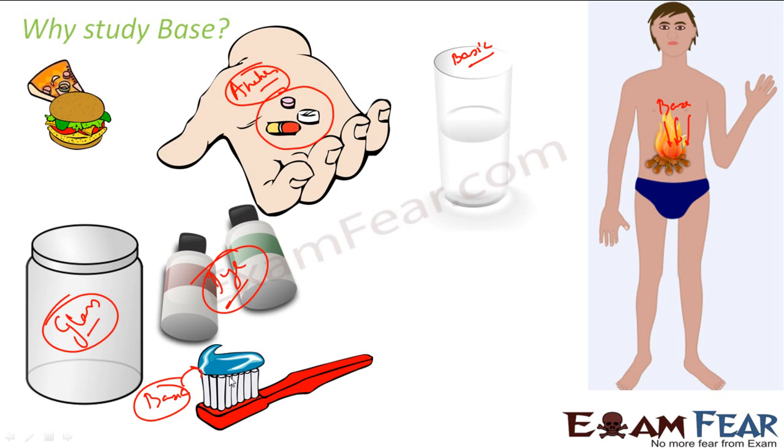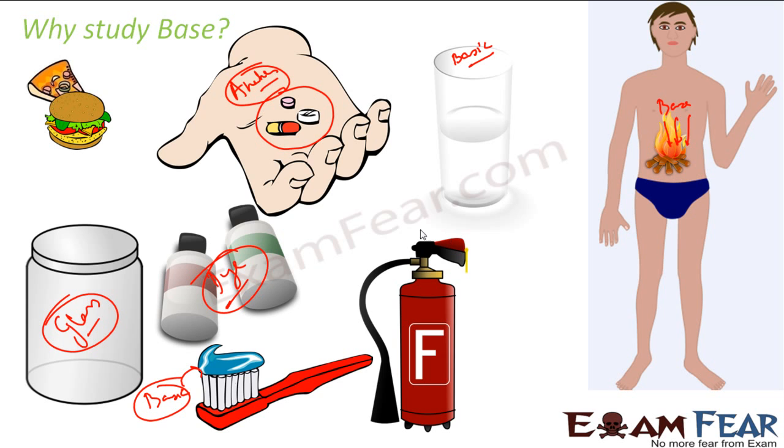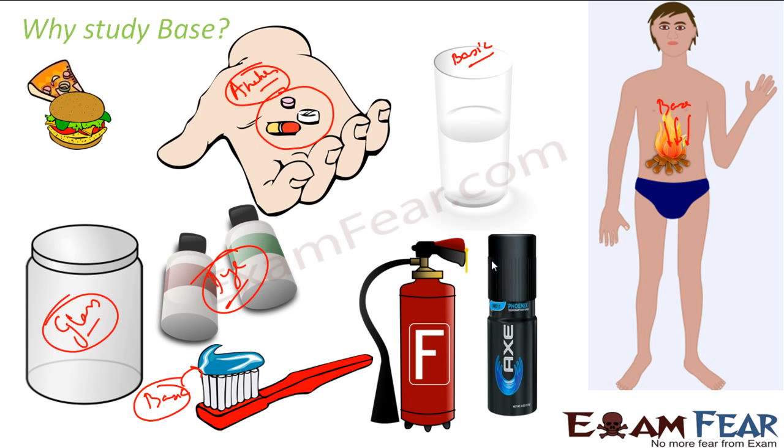So I will explain, we'll learn this part. The toothpaste is basic, and the fire extinguisher we use is also basic. The deodorant is also basic. The perfume was acidic, and that's why we never used to apply perfume directly on the body. The deodorant is basic, it doesn't harm the body that much, so we can apply the deodorant directly to a body part. So these are some of the applications of base in real life. Hope you understand the applications: the food, the medicines, the water, the fire extinguisher, the toothpaste, the deodorant, dye, glass, medicines, all the places we use base in our life.